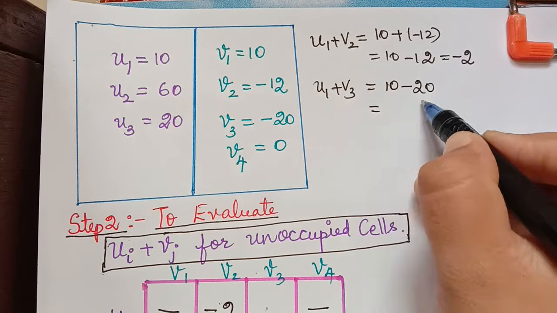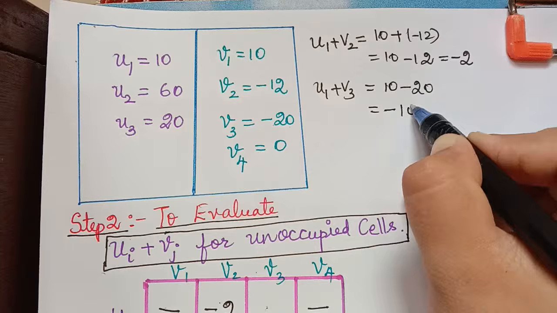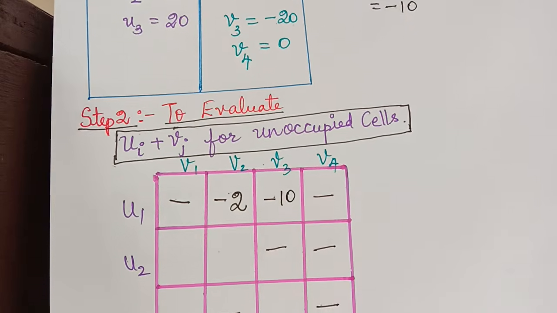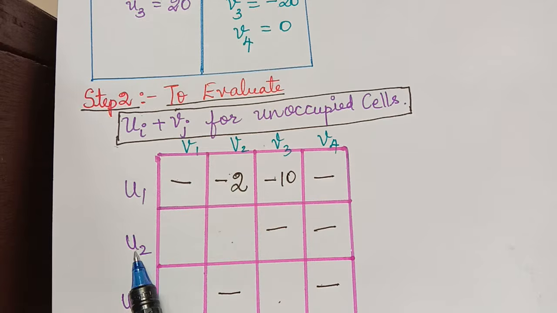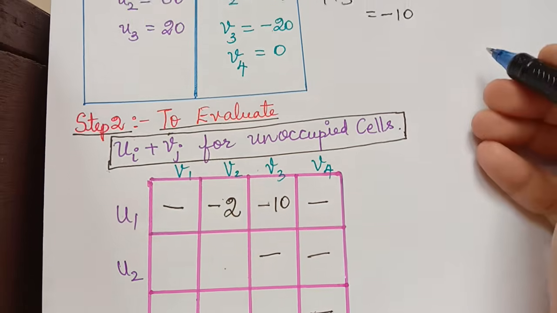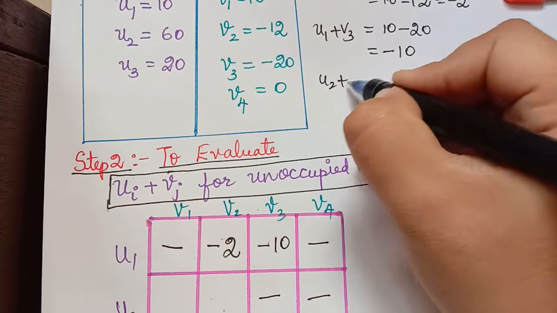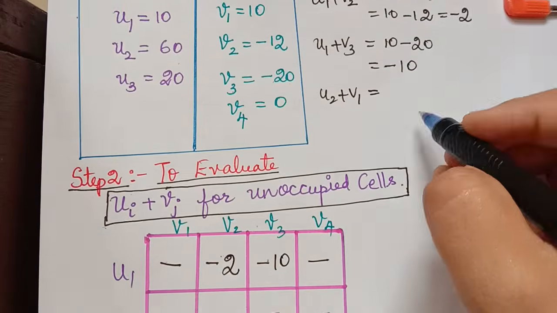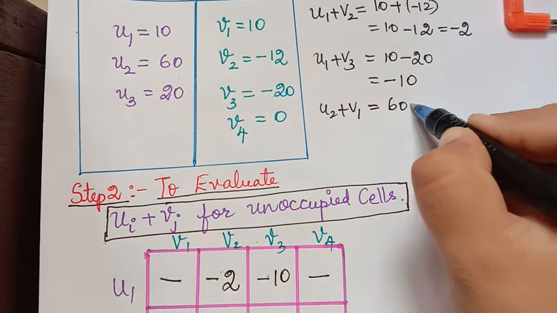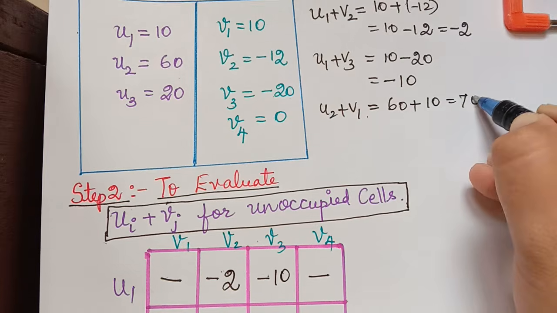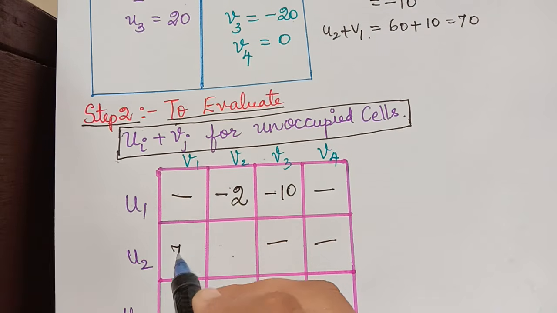So what is 10 minus 20? It is minus 10. So this cell is minus 10. Similarly, we have to fill this cell. It is this cell now. So u2 plus v1, which is equal to, u2 is 60. So 60 plus v1 is 10. So 60 plus 10, which is equal to 70. So this cell is 70.